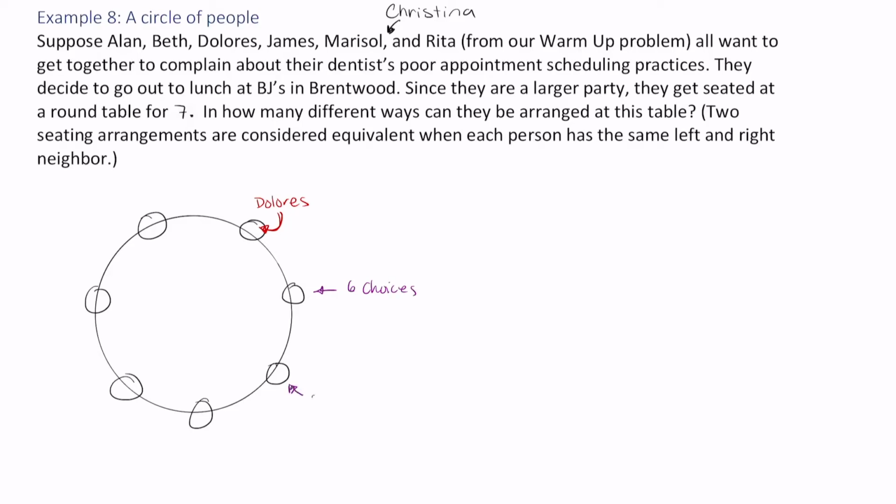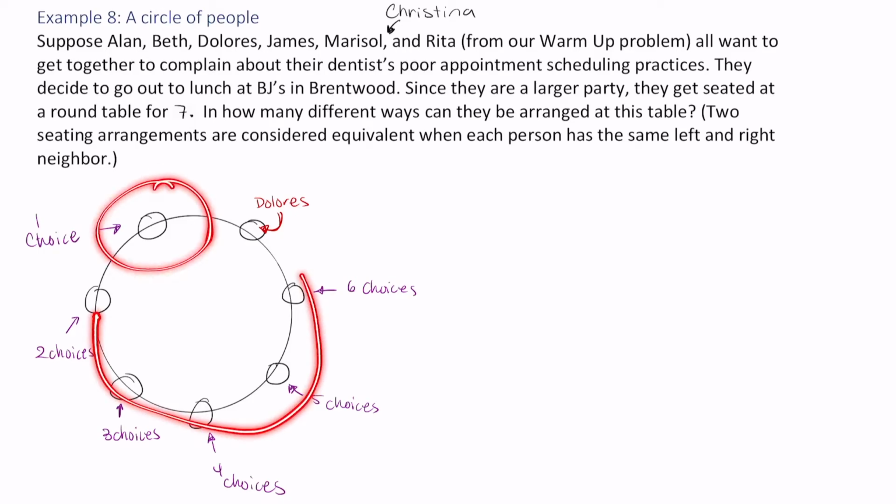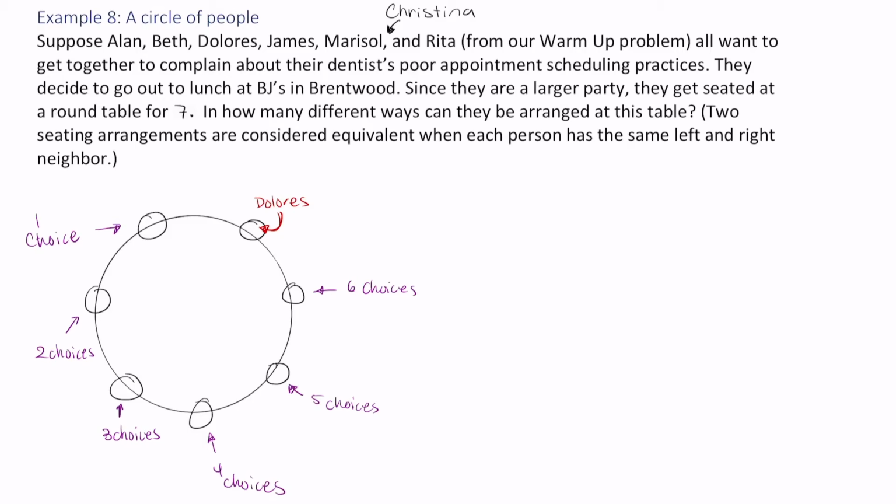This next seat has 5 choices. This next seat has 4 choices. Then here we have 3 choices, 2 choices, and finally just 1 choice. So by default, whoever wasn't seated in any of these seats gets the last seat. Now, how many total different ways can this be done? This is 6 times 5 times 4 times 3 times 2 times 1, which is 720.